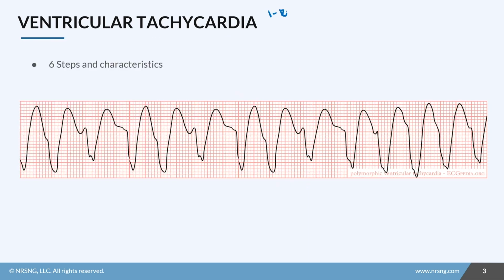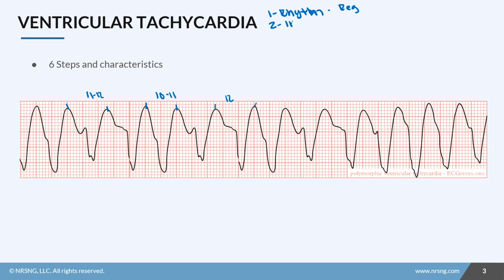In step number 1, we look at the rhythm and find out: are we regular or irregular? Here, let's try to count some boxes in between the R waves. From that one to that one, we can say we have about 11 to 12. From here to here, about 10 to 11. Here to here, about 12. So for the most part, it's between 10 to 12, so we can say that the rhythm is regular. With VTach, it will either be regular or irregular.